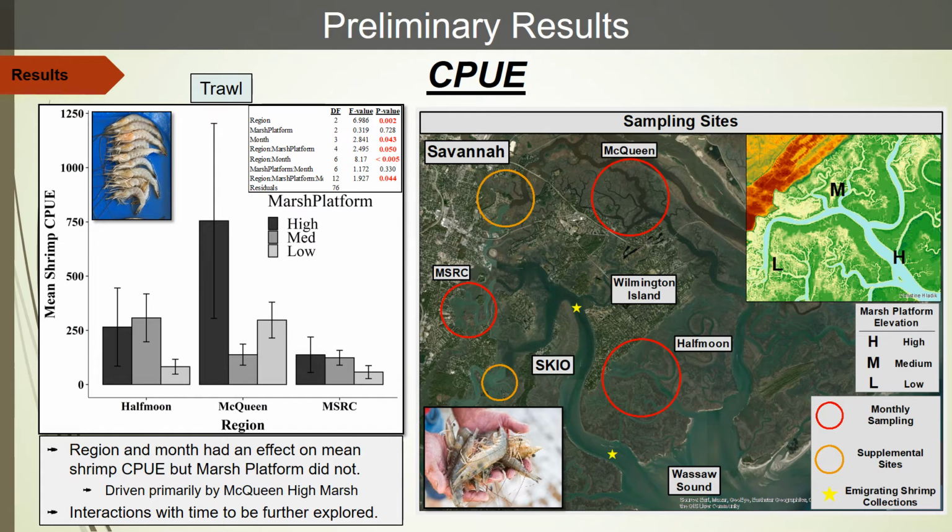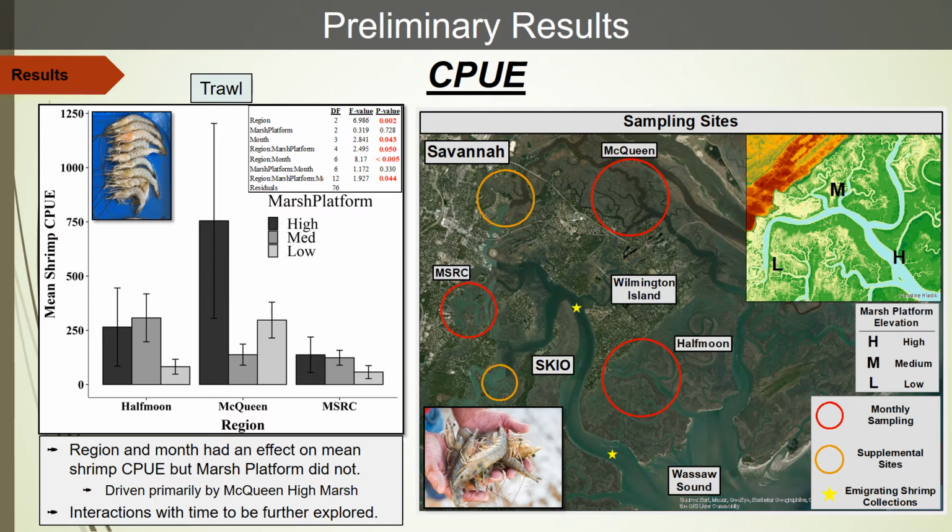Viewing some of our results from the trawl catch data, shown on this graph on the left is mean catch per unit effort, or CPUE, on the y-axis and the three regions on the x-axis. Additionally, marsh platform is color-coded within each region. These data suggest that there is an effect of region and month on the mean shrimp CPUE, but no apparent effect of marsh platform elevation on these catches. Overall, mean CPUE was greater in the McQueen region compared to the Half Moon and MSRC regions.